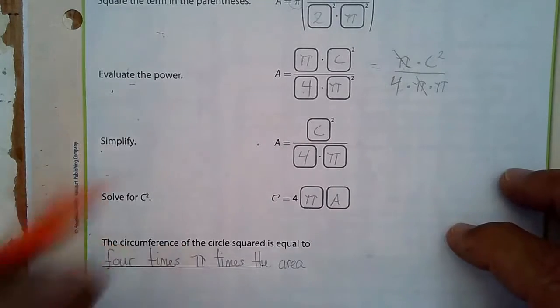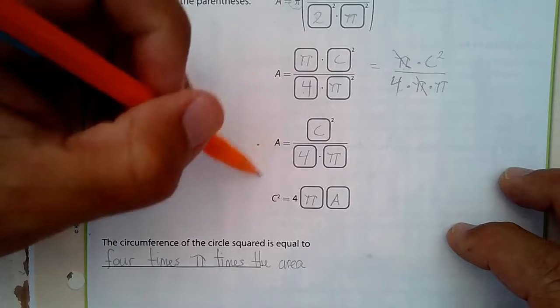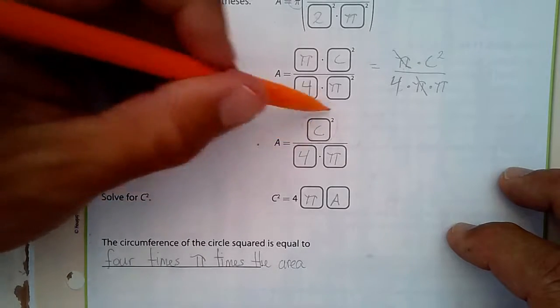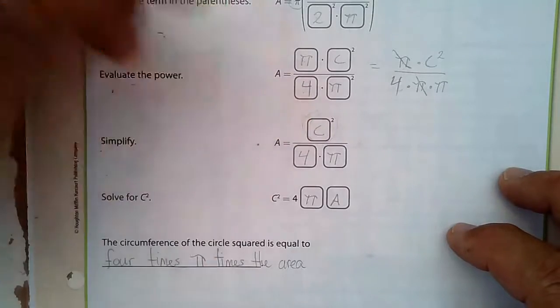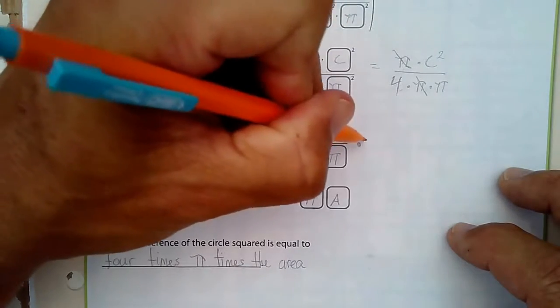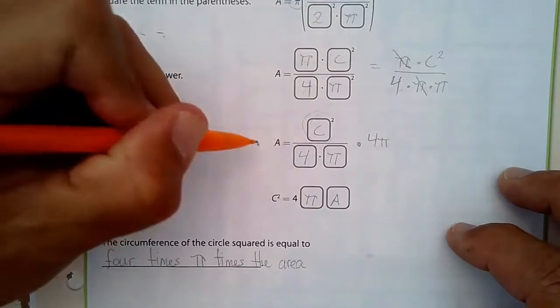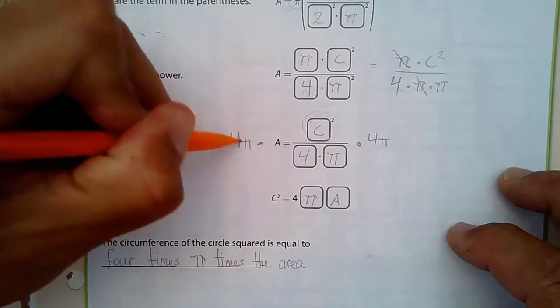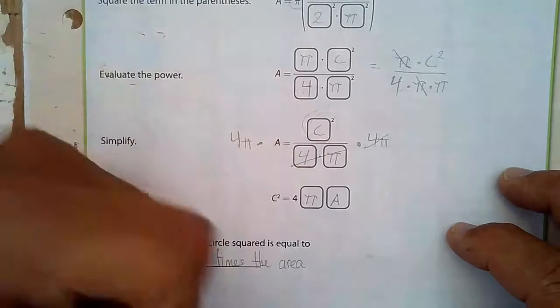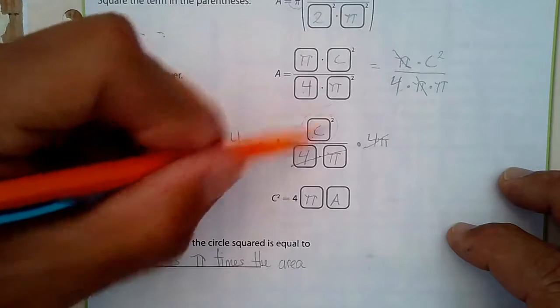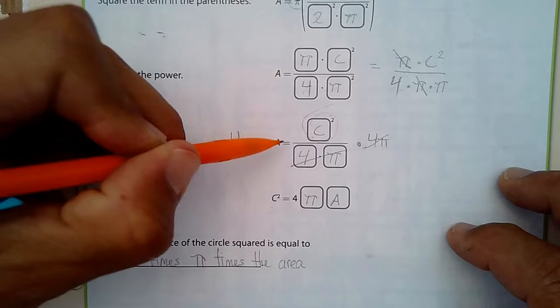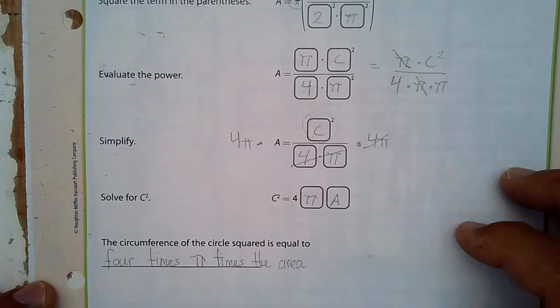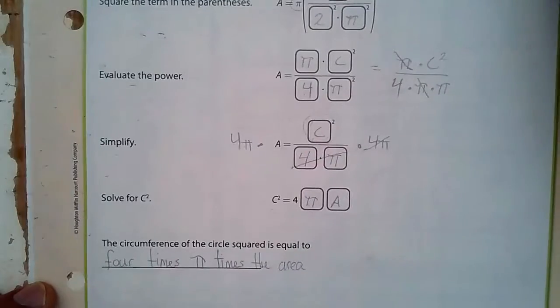Now what we're doing is figuring out just c to the second, circumference squared. So what I have to do is multiply by 4 pi here, and multiply this by 4 pi here, and these would cancel each other out, and c to the second, which is here, equals 4 pi times the area. See, wasn't that so simple? I know that was a lot of steps, but in the end, we come down with this statement.